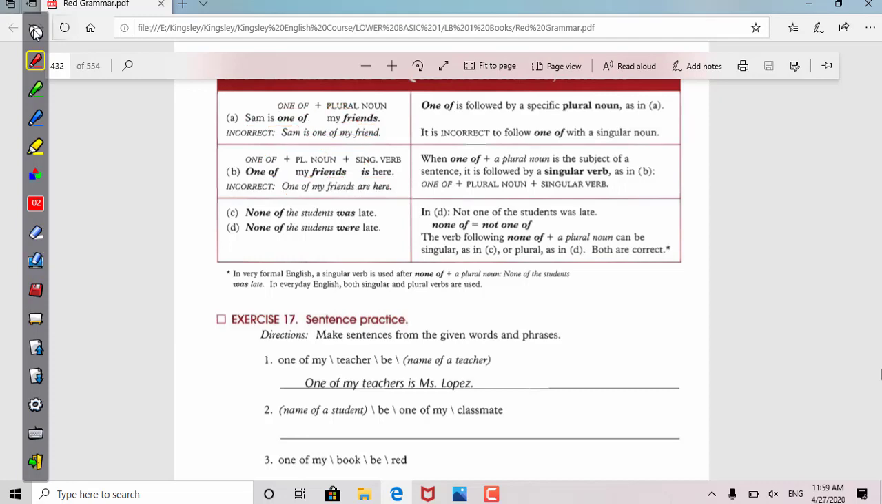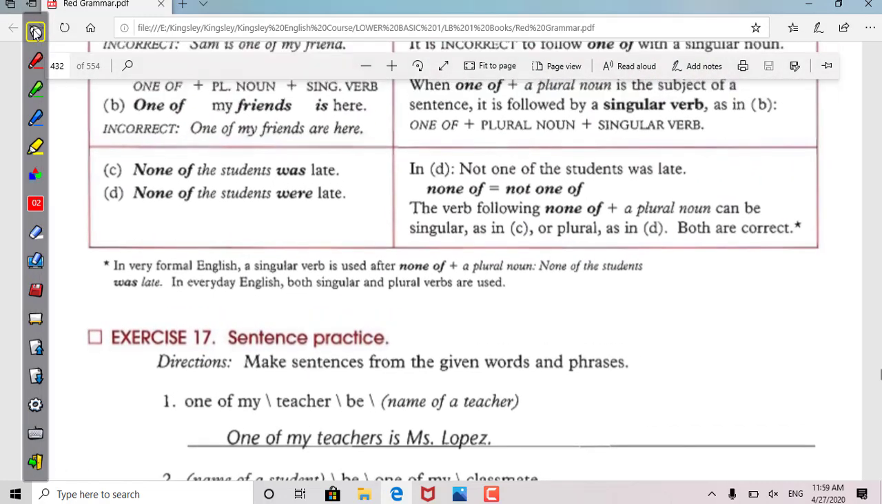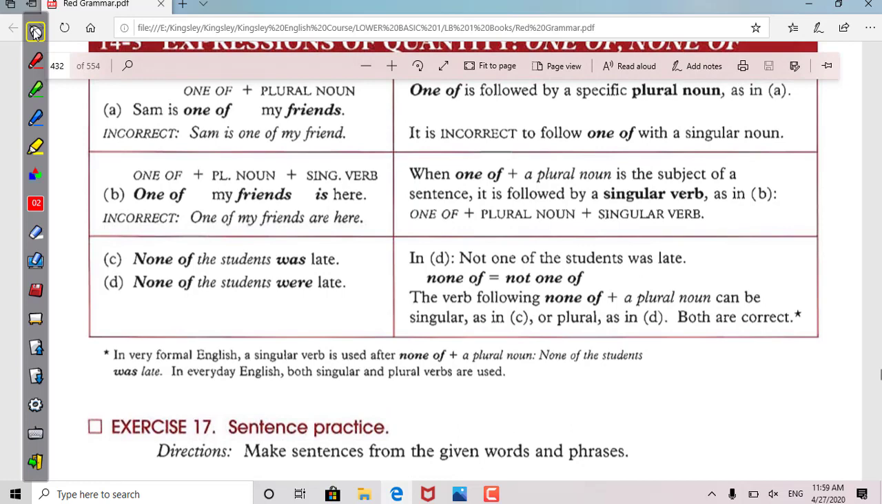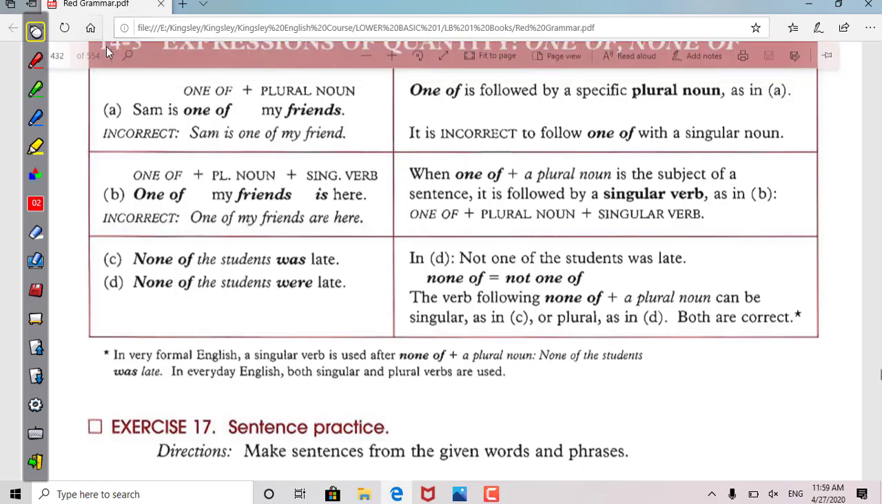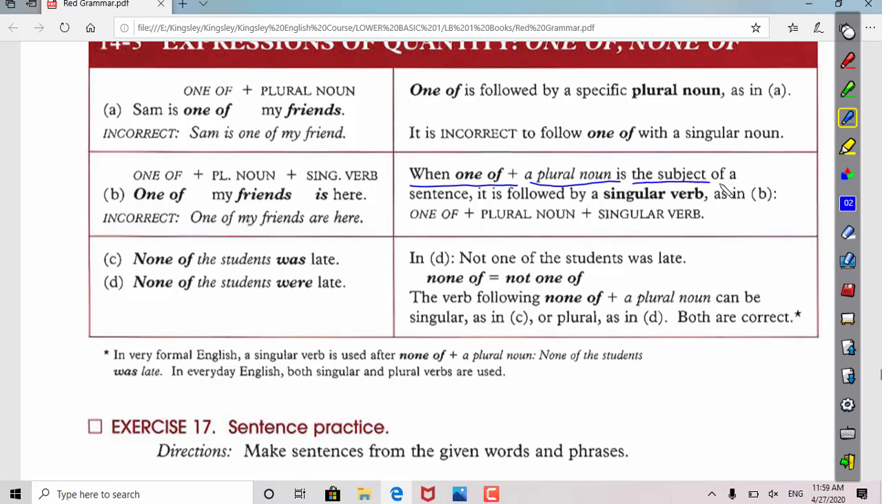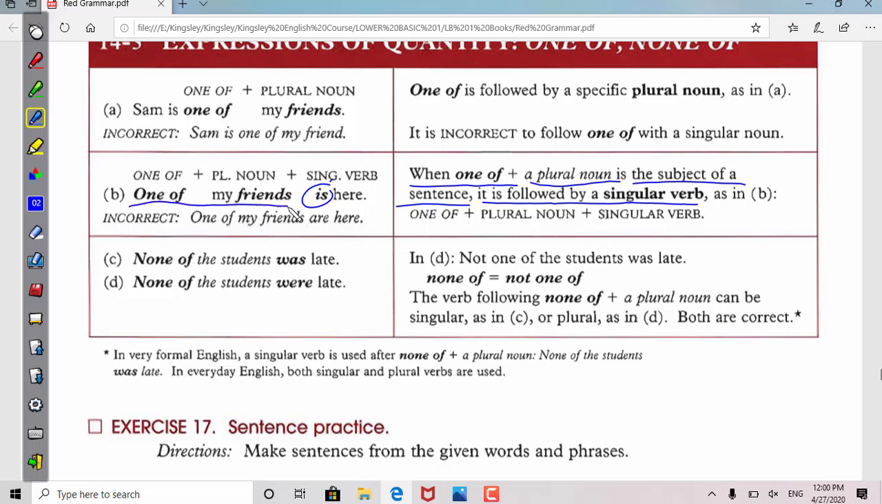I will erase again, and then make it bigger. Next explanation. When one of plus a plural noun is the subject of a sentence, it is followed by a singular verb. Jadi ketika one of plus a plural noun is the subject of a sentence, itu akan diikuti dengan singular verb. Which singular verb, sir? This one is, or we can call it an auxiliary verb, or helping verb, as in B, one of my friends is here.